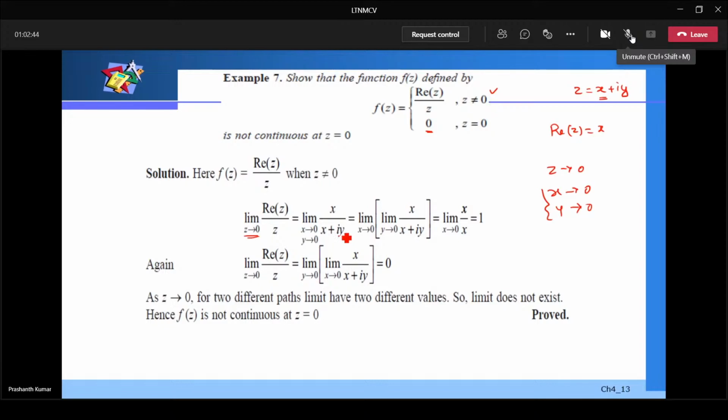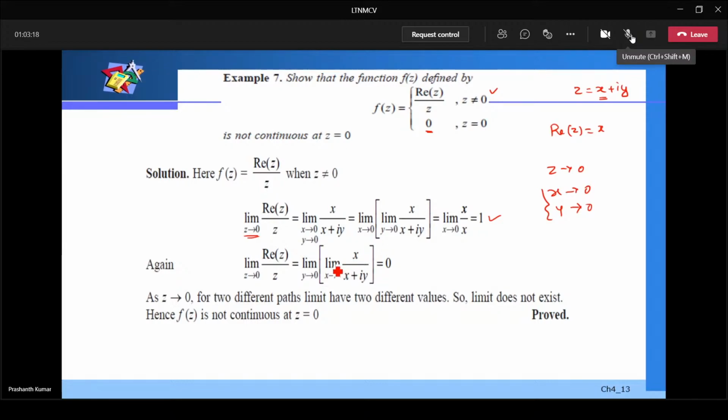Limit x tends to 0 outside, limit y tends to 0, first we are taking x by x plus iy. Since y tends to 0, this is 0, then x by x is 1. Limit x tends to 0, x by x is 1. This is the answer. But if y tends to 0 you take outside, limit x tends to 0, you take 0 by iy, and 0 by something is 0.